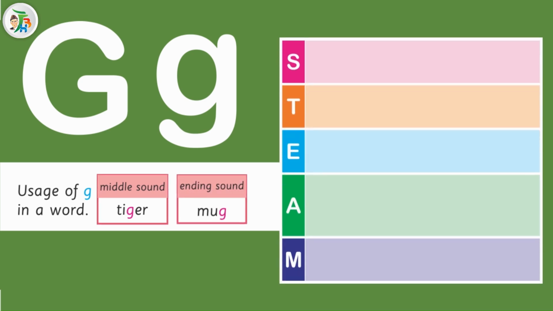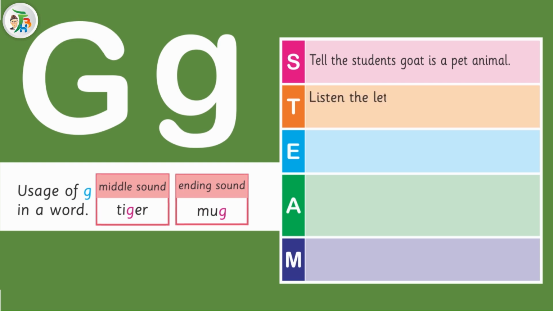STEAM activities. S. Talk about the goat. Tell the students a goat is a pet animal. T. Listen to the letter G by watching a video.